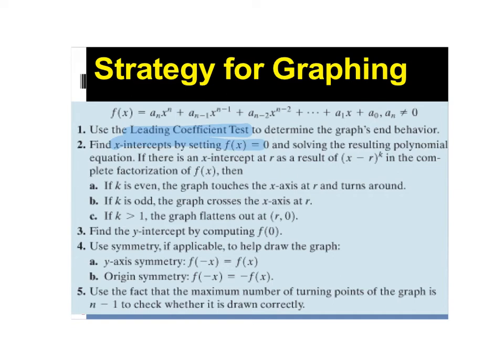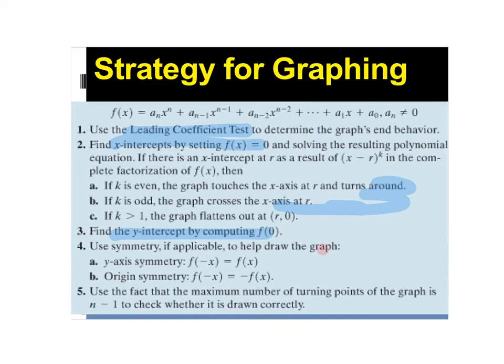Then I'm going to find the x-intercepts by setting my f of x equal to 0. I'm going to pay attention to the multiplicity of this. So all of this is multiplicity, okay? Does it cross through or does it bounce off? Then we're going to find the y-intercept.